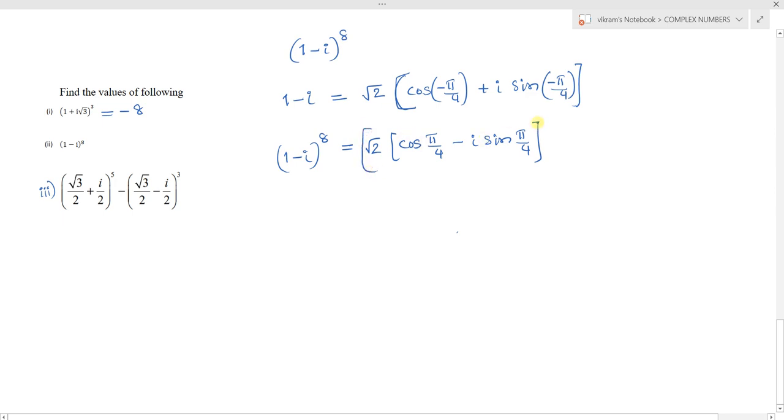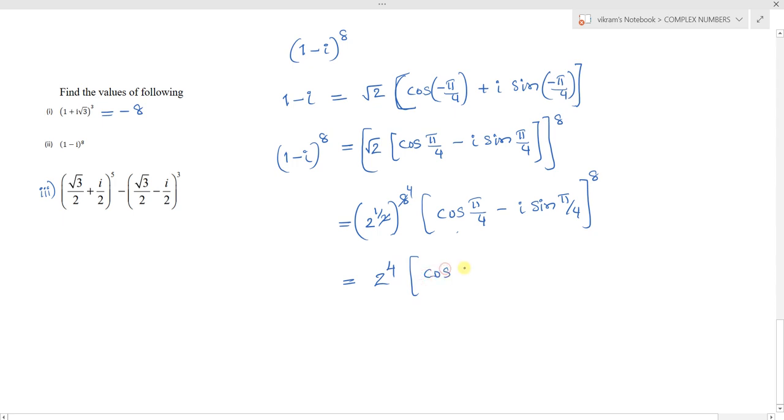Now for this one, take the total power as 8. We can write this as root 2, which is 2 power 1 by 2, whole power 8, into cos pi by 4 minus I sin pi by 4 whole power 8, which is in the form of cos theta plus I sin theta whole power n. The De-Moivre theorem can be applied over here. We can write 1 by 2 power 8 as 2 power 4 into cos 8 times pi by 4.